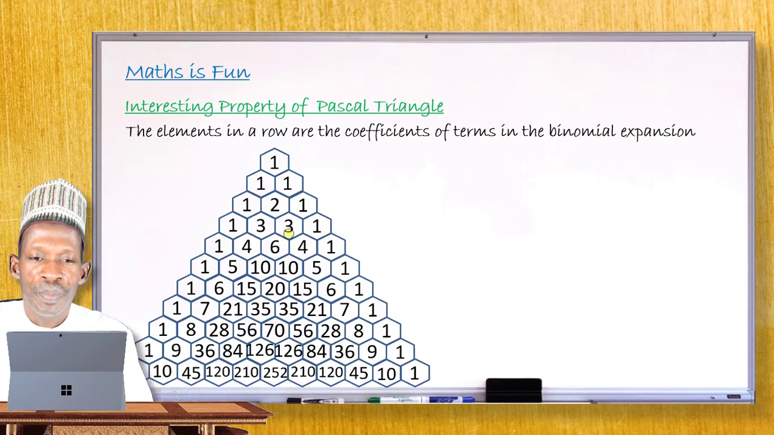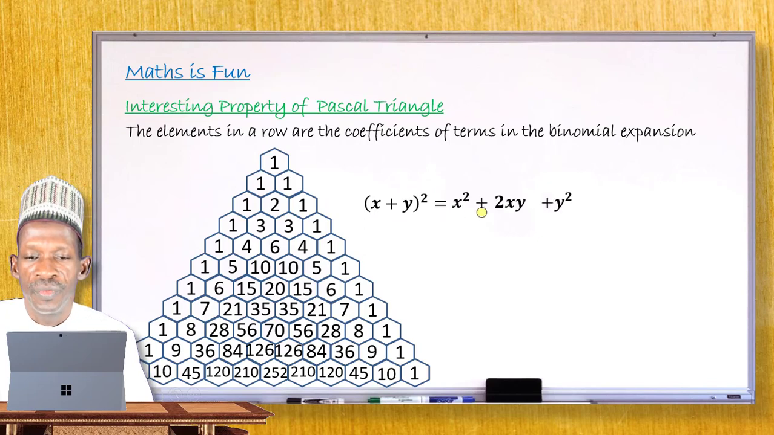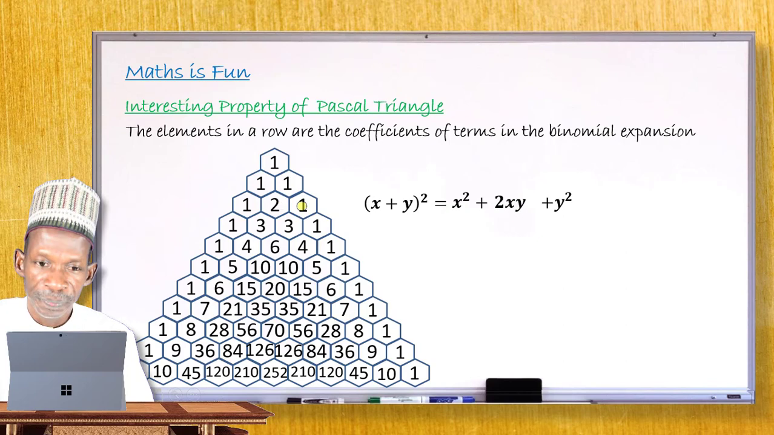If you are asked to expand, for example, this binomial x plus y raised to the power of 2, if you do this expansion, this is what you are going to have. It will be x squared plus 2xy plus y squared. You can see the first term here, the coefficient of x squared is 1, which is this very one. The coefficient of xy is this number.